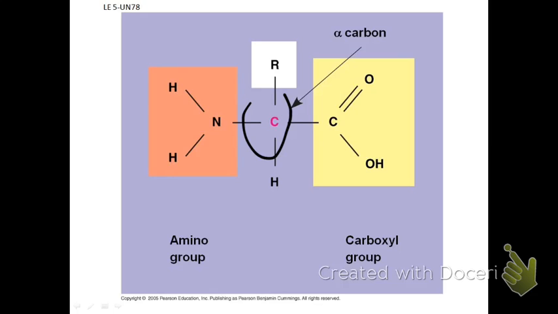Then right here in the center is going to be this alpha carbon. This is the central carbon that's going to hold the whole molecule together. Right up here at the top, and sometimes it can be flipped over, maybe on the bottom. So in our next slide, you're going to see where it is going to be on the bottom. This is going to be referred to as the R group. This R group is the most important part of this whole structure because it gives each amino acid its distinctly different property.